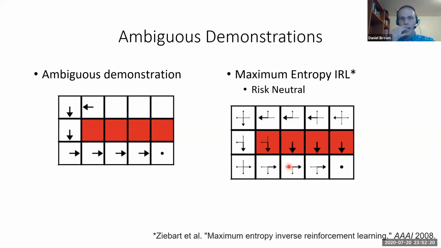If we look at some standard approaches, such as a risk-neutral approach like maximum entropy IRL, it's going to learn a policy that's stochastic. It's trying to maximize entropy. It's also trying to match the feature counts of this demonstration. And you can see sometimes it's going to go through red and take a detour. Sometimes it's going to dilly-dally in the white for a little bit, but eventually it will reach this terminal state.